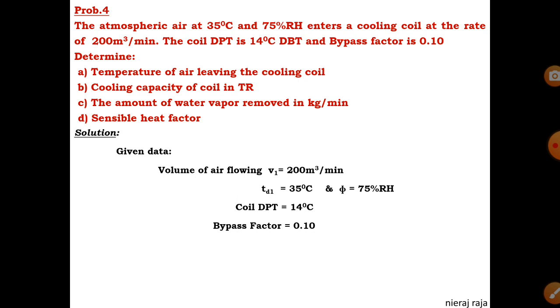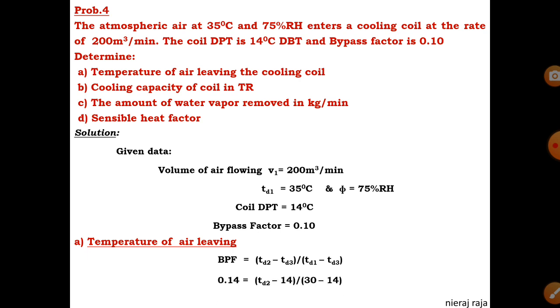You can calculate the temperature of air leaving the coil. Again, a simple formula you will use. Bypass factor is equal to TD2 minus TD3, outlet temperature minus coil temperature, divided by inlet temperature minus coil temperature. We have everything except TD2. So it is 15.6. Okay, again it is greater than 14 and lesser than 35.